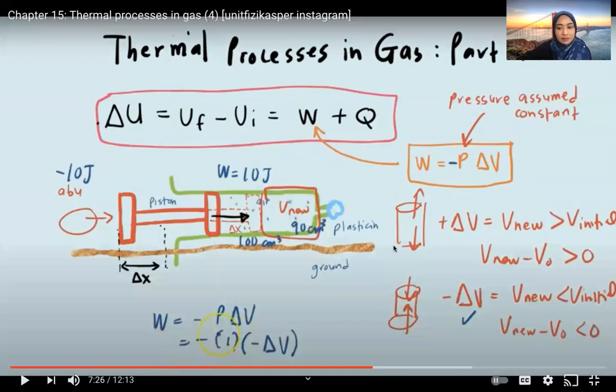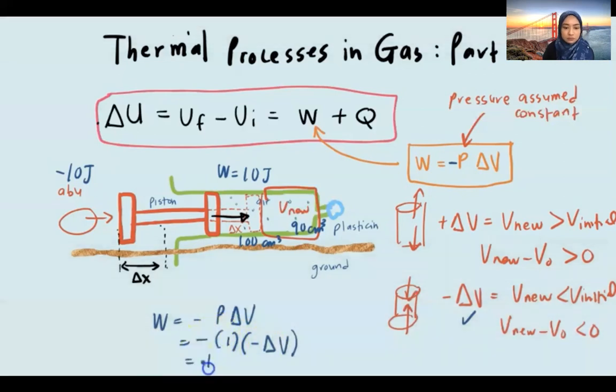Okay, at this point, I used the wrong units. The pressure should be in Pascal and the volume should be in meter cube. It was at the spur of the moment, so I couldn't think. So it should be meter cube and Pascal, not atm, not centimeter cube. Just to clarify this, negative times negative, you get a positive work done. So yes, our equation works now.